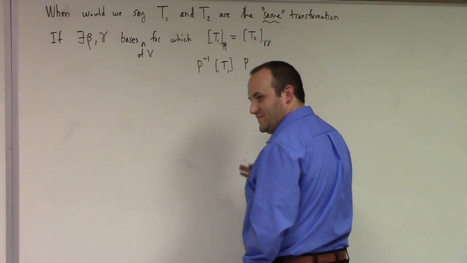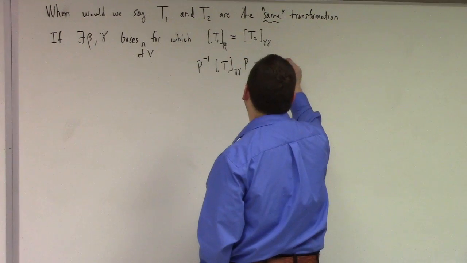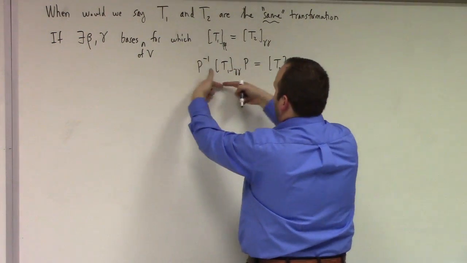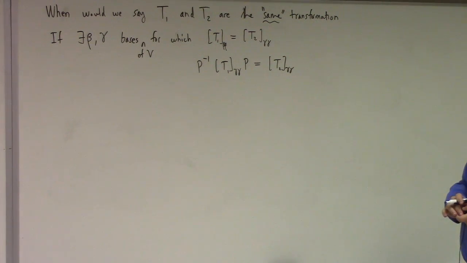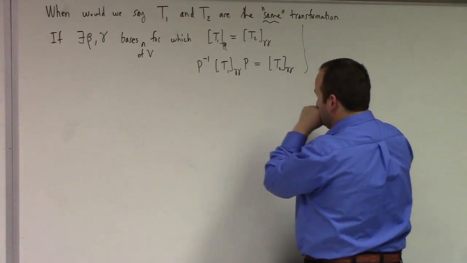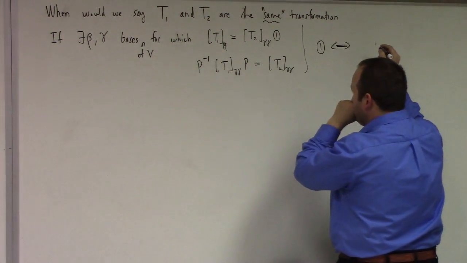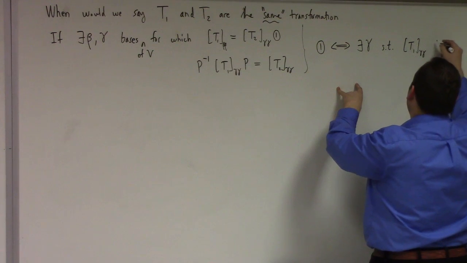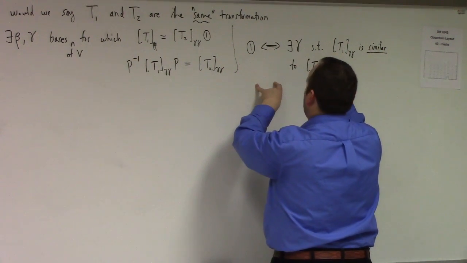Let me just take a breath. P inverse T1 gamma gamma P is equal to T2 gamma gamma. My point is I could change coordinates, right? I could look at the matrix of T1 with respect to the same basis by change of coordinates. So this is just coordinate change. What you see from this calculation, let me call this condition 1, is that condition 1 is entirely equivalent to saying that there exists a basis gamma such that the matrix of T1 with respect to the gamma basis is similar to the matrix of T2 with respect to the gamma basis.